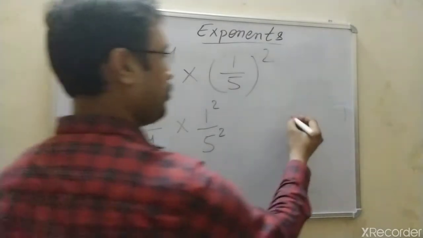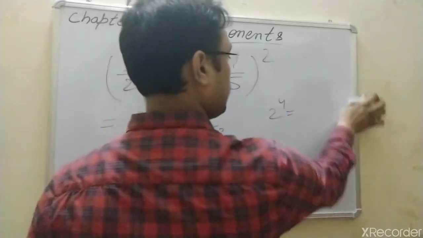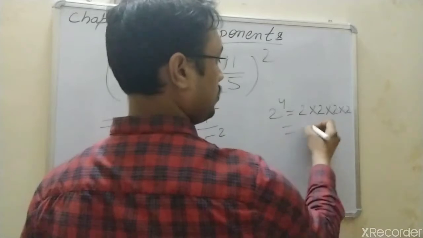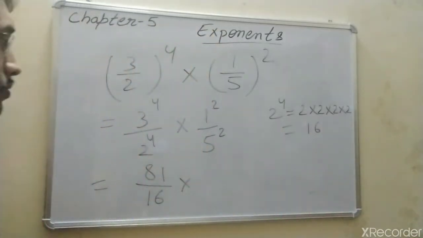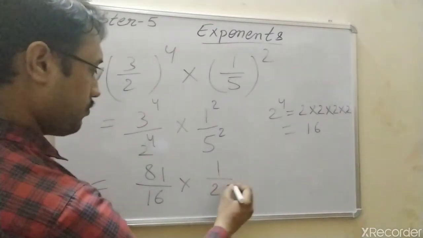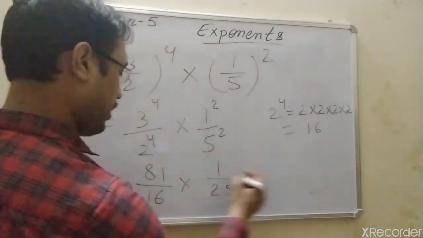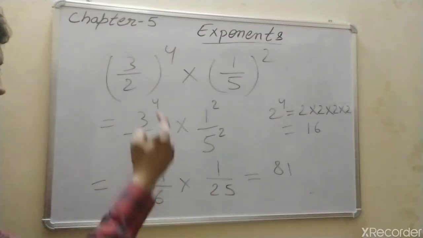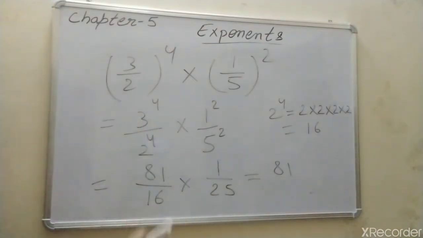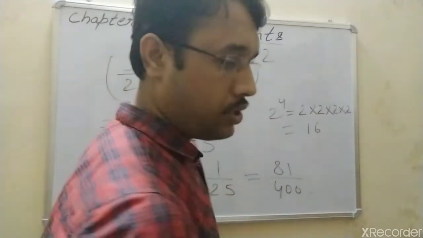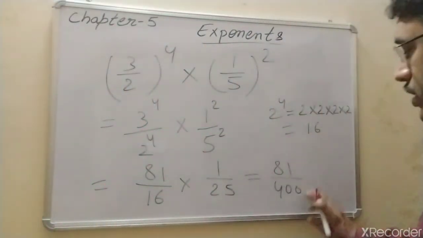And the value of 2 to the power 4, this way you can find it is 2 into 2 into 2 into 2. So you can get 16. Same way you can find this 3 to the power 4 also. Okay. Now here 1 by 25. So this you will multiply that 81 into 1, numerators multiply that, and 25 into 16, 4 times it is 100, then 4 it is 400. The result you will get 81 by 400.